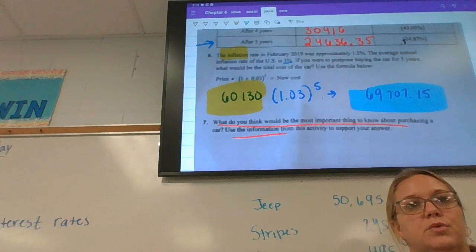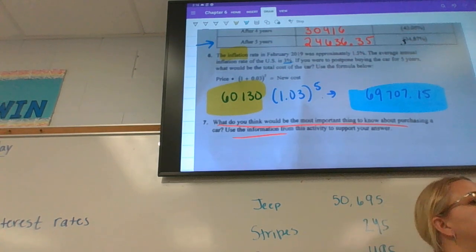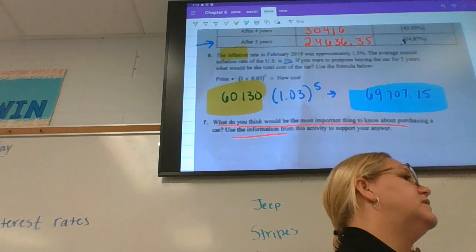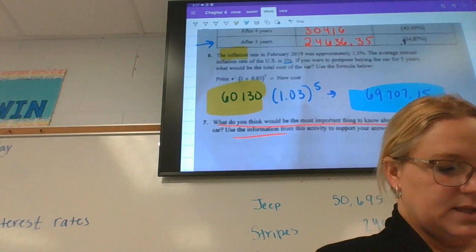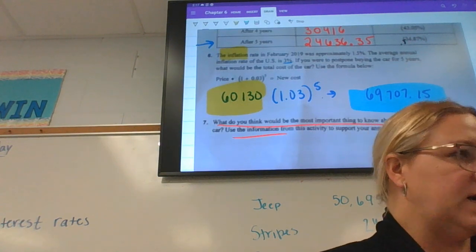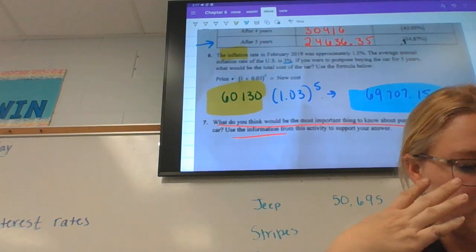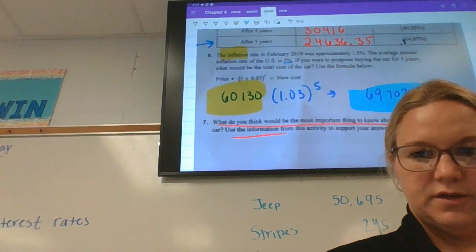Interest rates are important. How long your loan is going to take to pay off is important. The cost is important, things like that. How much money you have to pay, the monthly payment is important. So just answer in a few sentences.